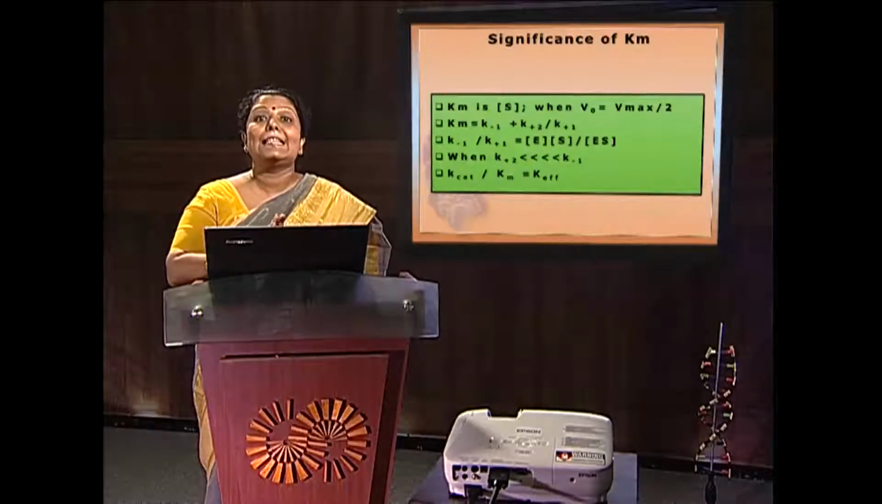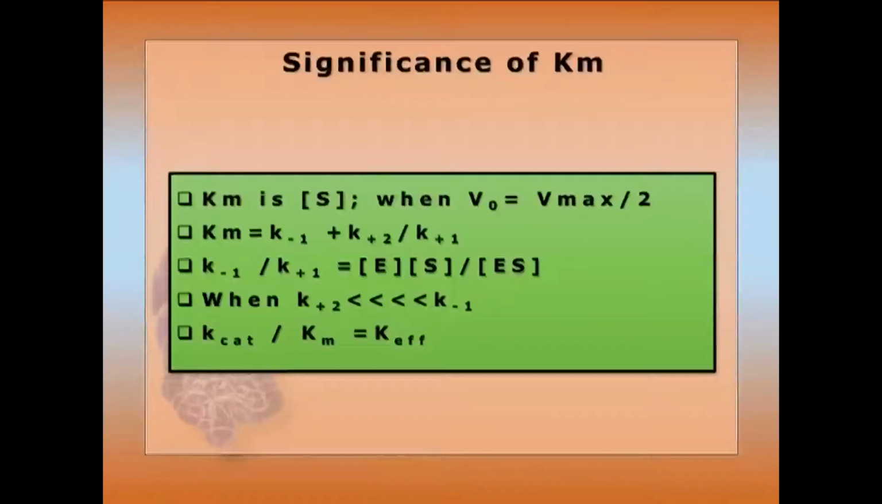The Km is the substrate affinity constant, the concentration of E times the concentration of S divided by the concentration of ES. It is inversely proportional to affinity. Km is the molar concentration where V0 is equal to Vmax by 2. It increases in the case of a competitive inhibitor. In the case of different isozymes, this is different, but it is independent of the enzyme concentration.